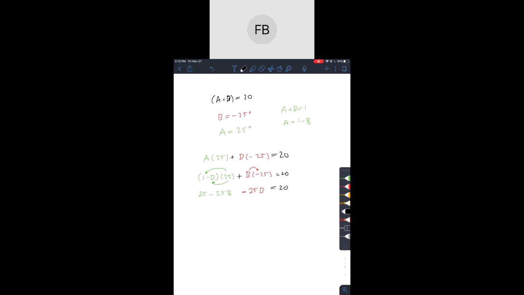Now, from here, combine your b terms. So combining this with this, we get negative 25b minus 25b. So that's going to give us negative 50b, and that is going to equal 20. But I've also moved this all the way to the other side as well, minus 25.